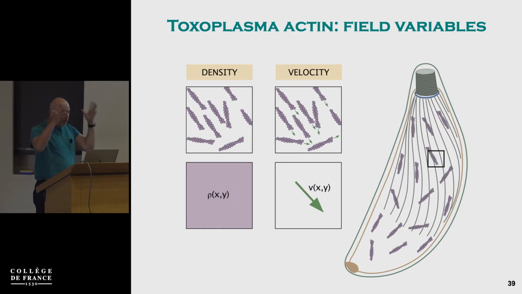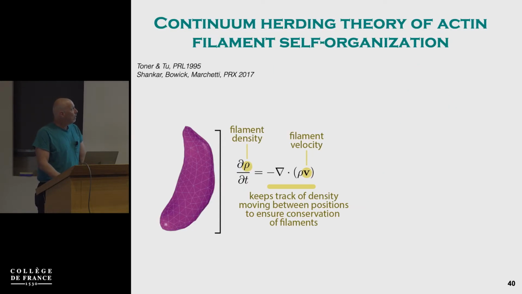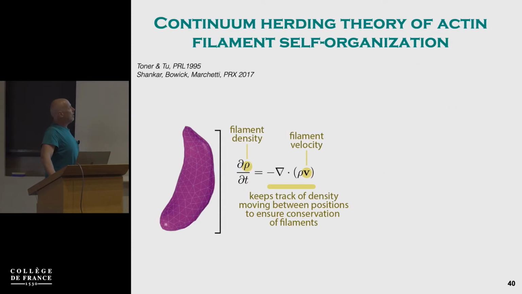So now let's go back to this Toner-Tu theory. The idea is we're going to think now about the density of actin filaments, which are moving in this 25 nanometer thick layer, and we're also going to characterize their velocities with this vector field V. So once again, we have conservation of mass. I'm not going to bore you with where this comes from, but it is exactly what you would think of.